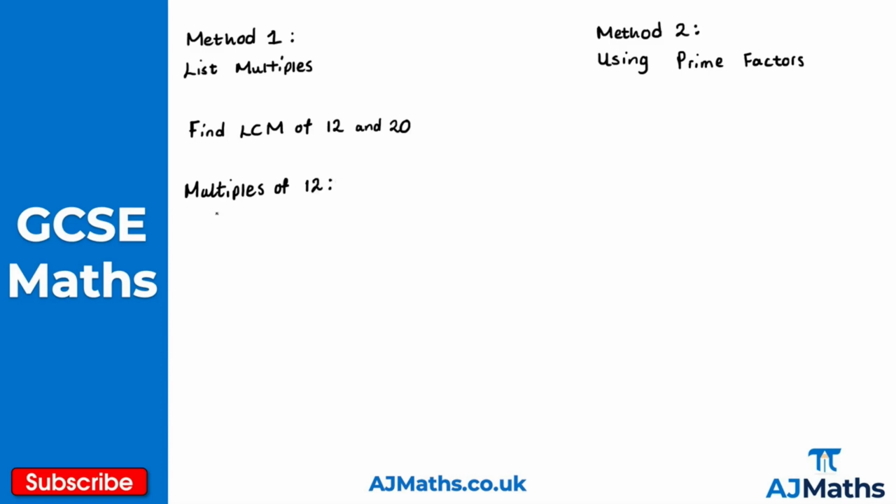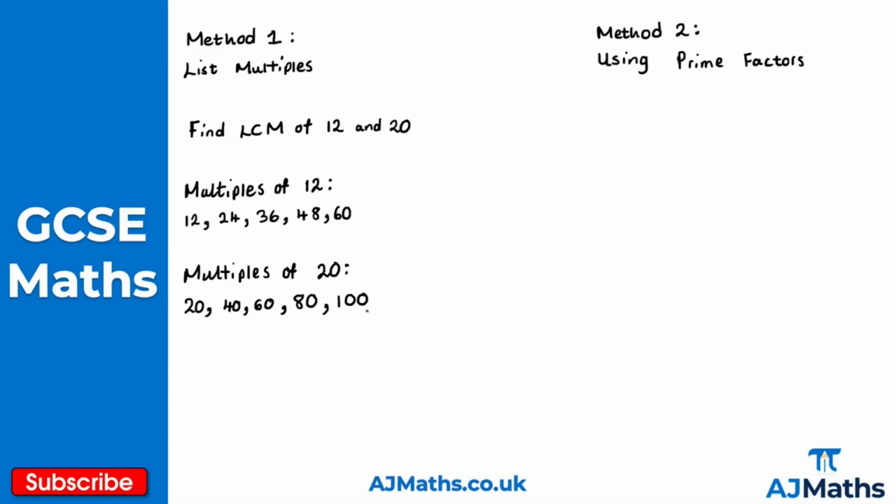It's up to you how many multiples you list to begin with. What I recommend is just listing the first 5 multiples. So for the multiples of 12, we've got 12, 24, 36, 48, and 60. And then for the multiples of 20, again just listing the first 5 multiples, we start with 20, 40, 60, 80, and 100.